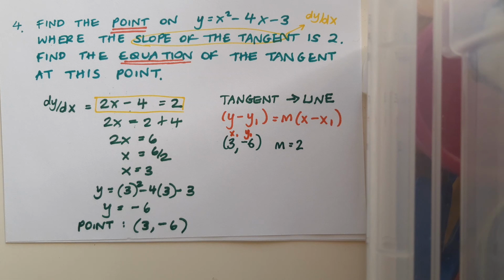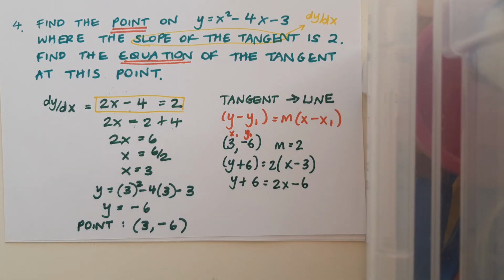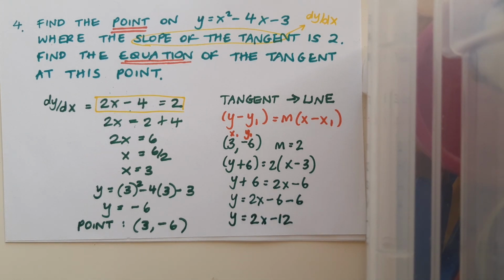And now I'm going to fill those values into the equation of the line formula. So I get y plus 6 equals 2 times (x minus 3). And then all I have to do is just tidy it up a little bit. So I multiply by 2. And then I'm going to write it in the form y equals mx plus c. So I'll get y on the left and bring everything over to the right-hand side. And then finally, it's just going to give me y equals 2x minus 12.